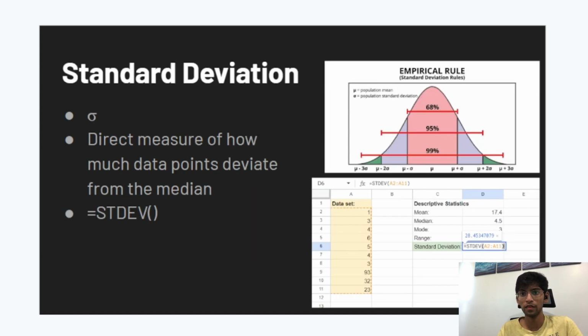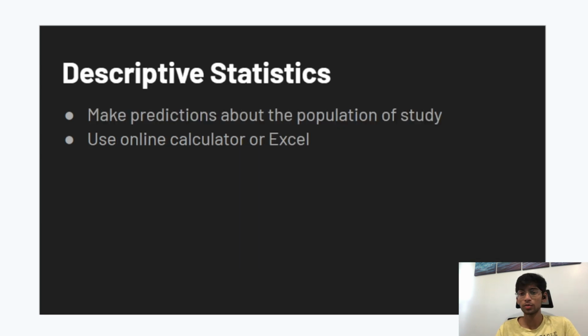Next, you have standard deviation, which is a direct measure of how data points deviate from the median, and it is represented by lowercase sigma. To find it on Google Sheets, you type in equal sign STDEV with the data range. So that's all you need to know about descriptive statistics.